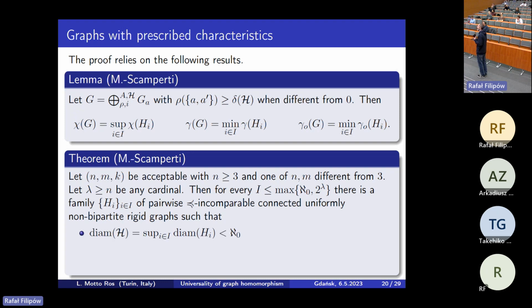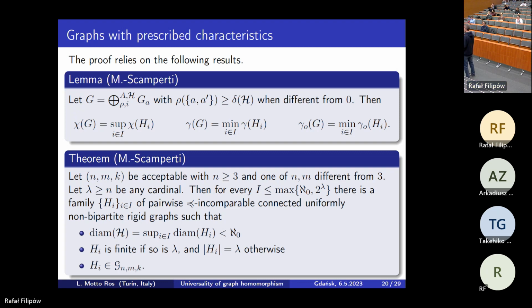So in particular, they are incomparable, connected, uniformly non-bipartite. This is the background for making the construction work. And moreover, because of the application, the diameter is bounded, but they respect the cardinality that you want to preserve, and they have the desired chromatic number, girth, and odd girth. So if you use these labels, you are done.